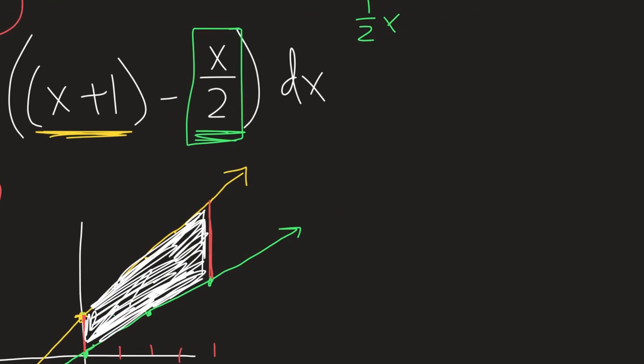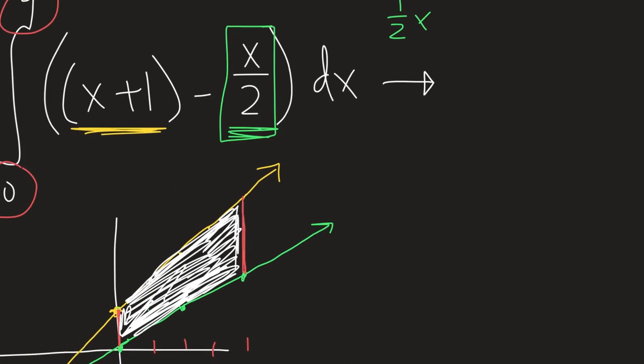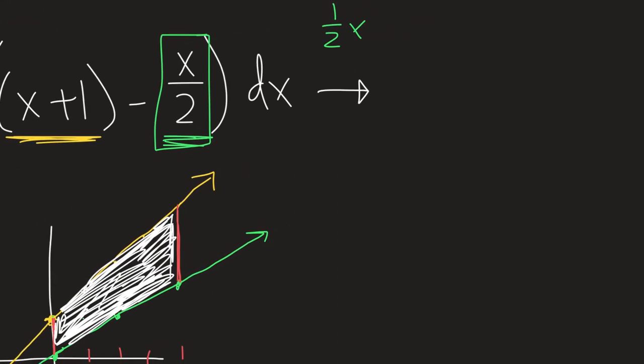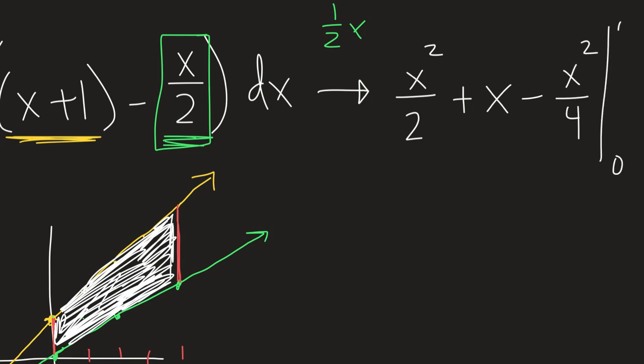Okay, so let's do the work then. What is the antiderivative of x plus 1? x squared over 2, right? We add 1 to the power, and we divide by that power, plus the antiderivative of 1 is just x, minus the antiderivative of half of x, which is once again x squared divided by 2. So half times a half is a quarter. So this is x squared over 4, and we're evaluating this from 0 to 4.